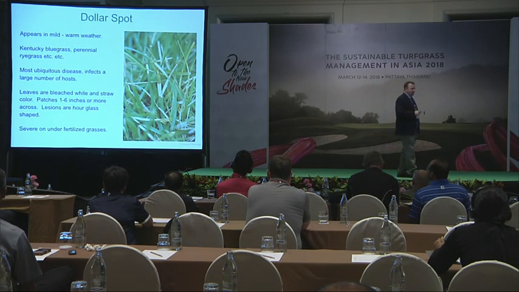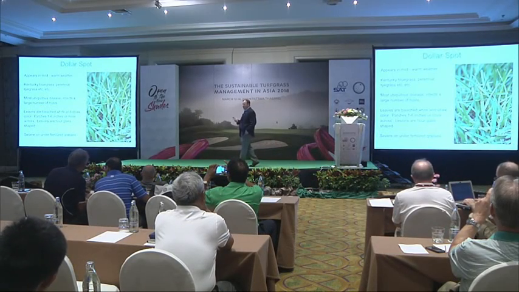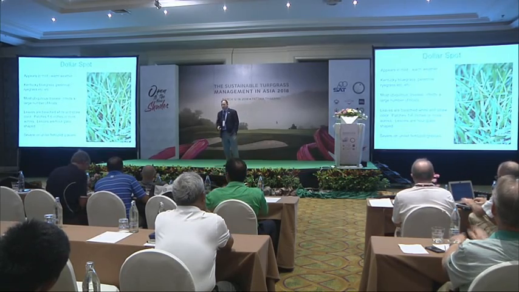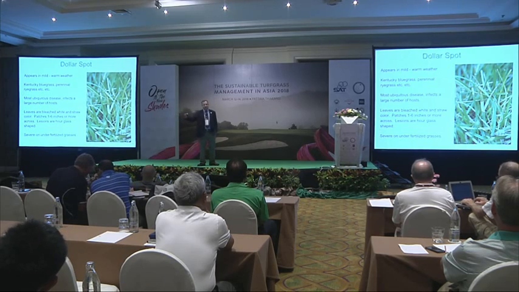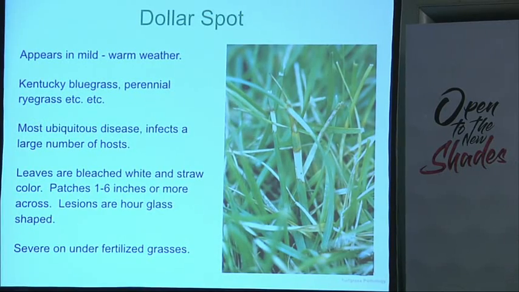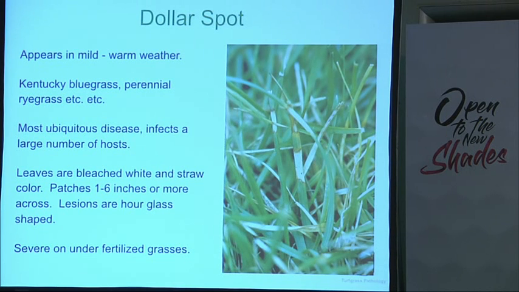The first disease that I want to talk about is dollar spot, and I know here in Thailand you only worry about dollar spot on seashore paspalum, so I'll try and concentrate on that a little bit, but most of this will also slide over when we get into bentgrass and our cool season species. It's the most ubiquitous disease, so we can have dollar spot on zoysia grass, Bermuda grass, seashore paspalum. Almost every turfgrass species can contract dollar spot.